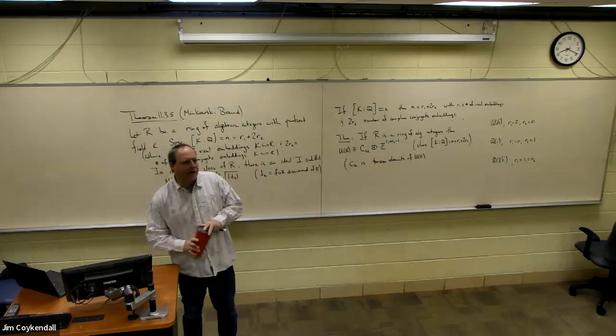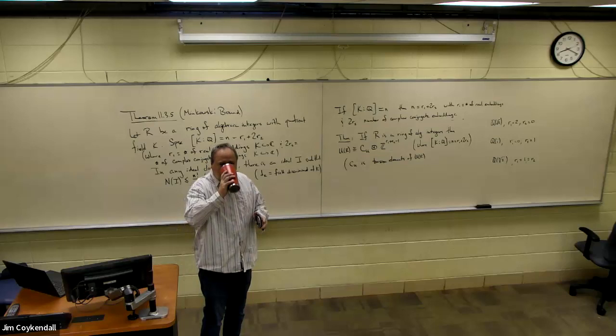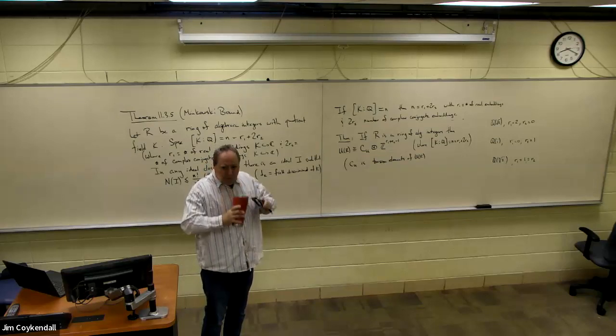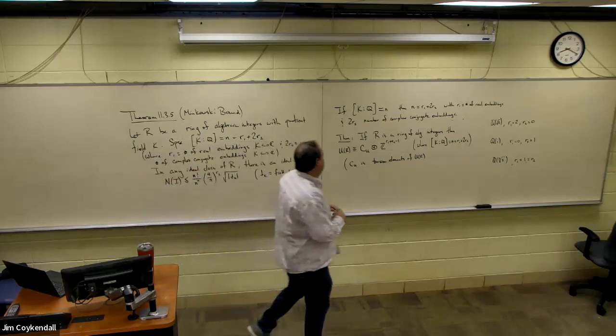And by the way, what are the torsion elements of U_R? Can anybody think of a colorful way to describe those? The elements with finite order. Roots of unity. So these are the roots of unity of R.